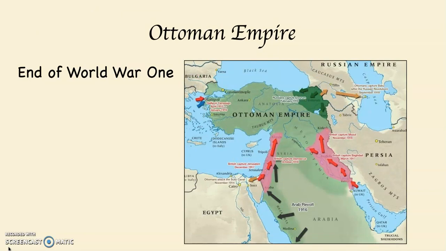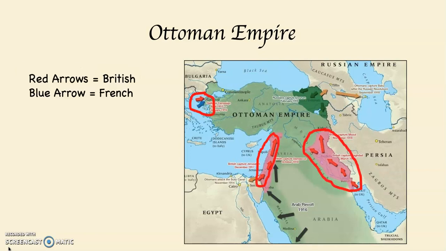This map shows the major offensives in the Middle East. Pay close attention to the British and Arab offensives. You can see here the red arrows indicate the British movements in the war. This was towards the end of the war. They come up through Mesopotamia and they come up along the Levant, which is the eastern Mediterranean coast. The red and blue arrows are the British and the French at Gallipoli.